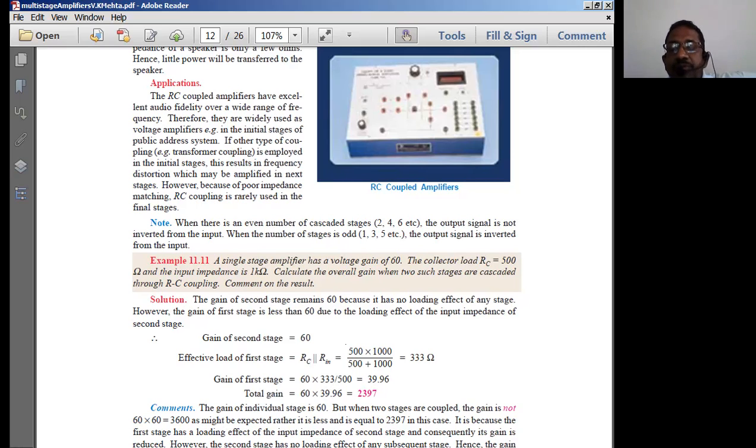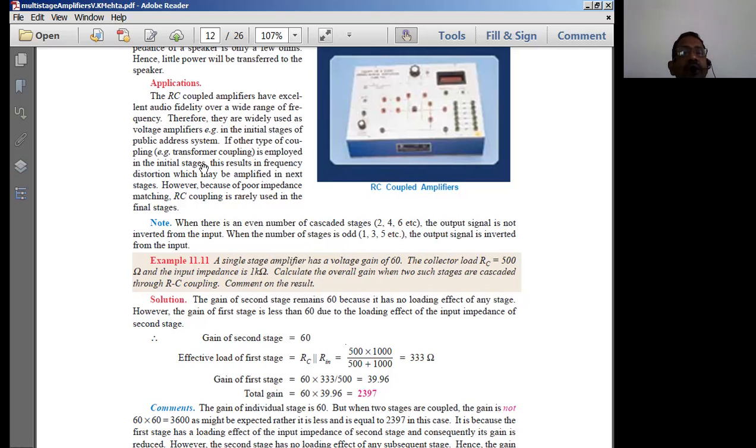So there we use the transformer coupled amplifier, to improve the performance of the speaker. The speaker is also a kind of control system based on a transducer. The heart of the speaker is the diaphragm. The diaphragm is the transducer, which converts electrical signals into acoustic signals.